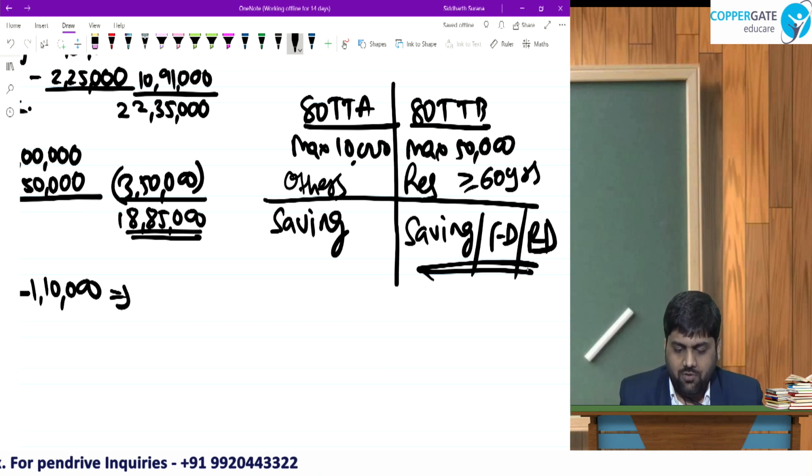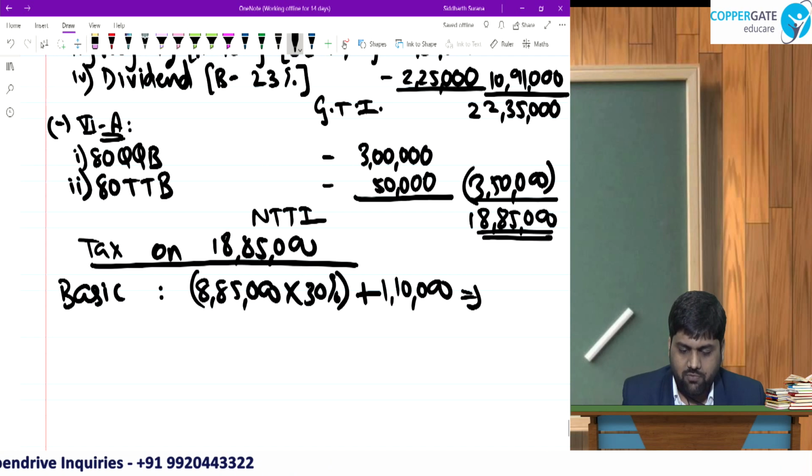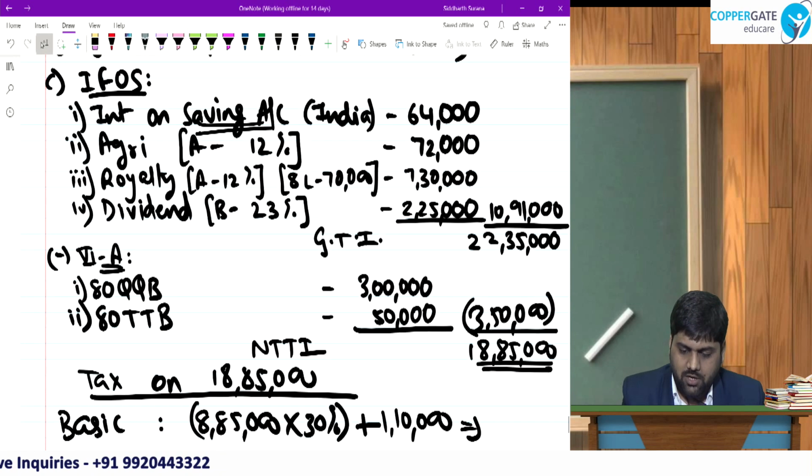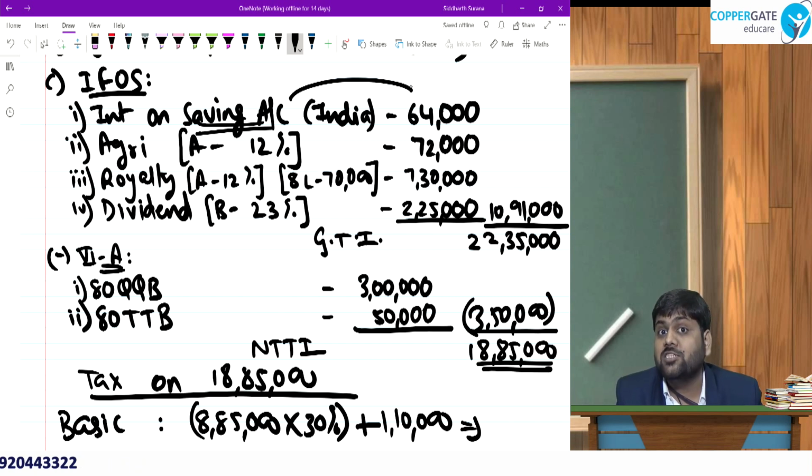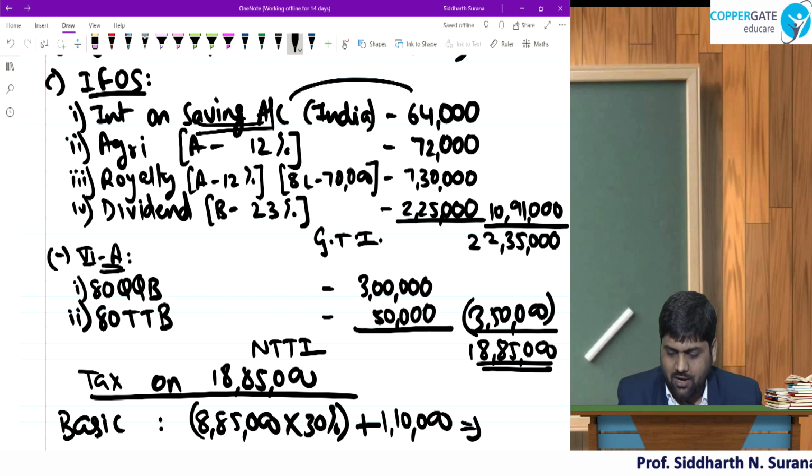TTB will cover all of them. See, in this question, it was saving account only. It was saving account. But if this was FD, still the answer will be the same. And 50 only. But if it is a non-senior citizen, then only on saving account, that also 80 TTA, that also maximum 10,000. FDRD you will not get. A non-resident senior citizen will not get the benefit of TTB. Are we clear about this?